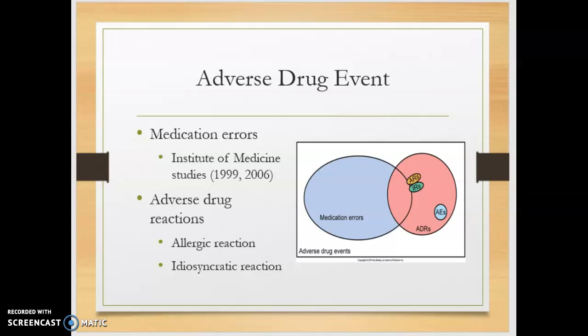Adverse drug reactions are not always preventable, but can occur as a result of a medication error. An allergic response can range from a slight rash to a life-threatening anaphylaxis, whereas an idiosyncratic effect or idiosyncratic reaction is when the medication responds opposite or in a way that's not expected based on what we know about the drug.